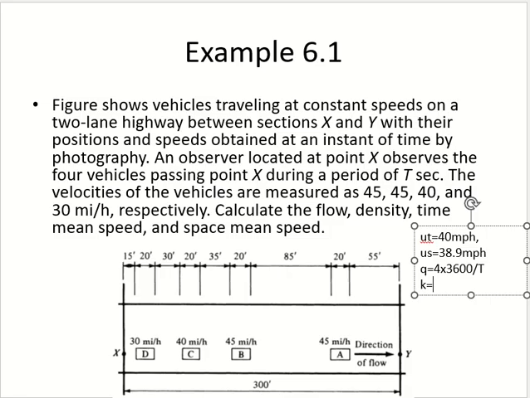What was the question from the scale? Vehicle per unit length. Length is 300 feet. So every 300 feet. Right? Okay.